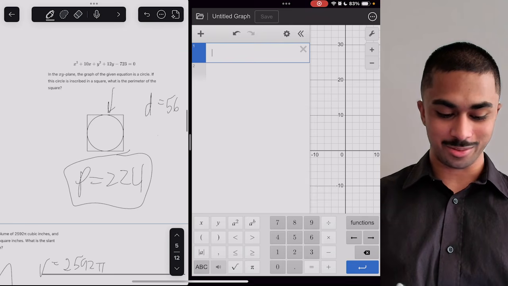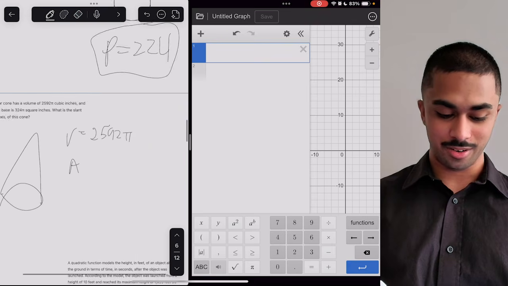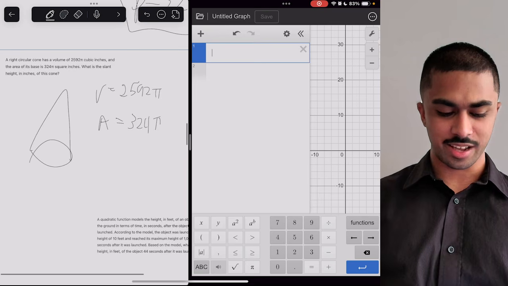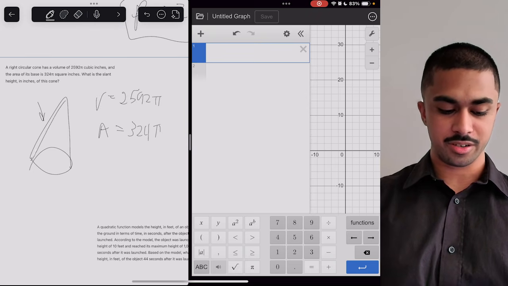I did not label this one though, so that's on me. I should have labeled the diameter. Let's see, 324 pi. What is the slant height? So the slant height is the edge. That's the length of the edge.